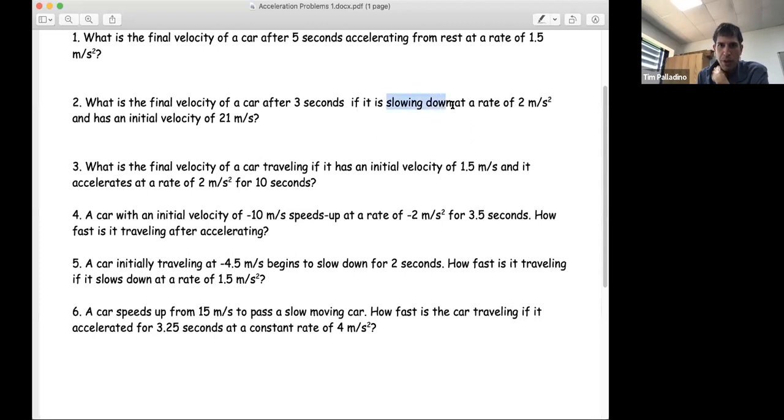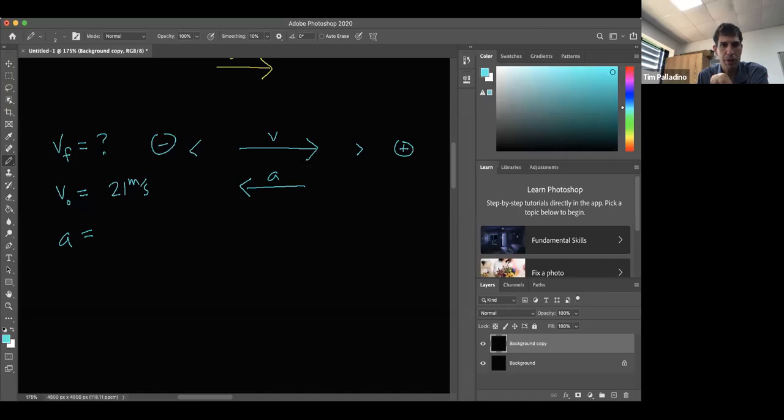They use this word slowing down. So that word, slowing down, needs to make you think, oh, I have to be careful about what the signs are on velocity and acceleration. So if you look in this problem, I gave it to you as 2 meters per second squared. And I told you the direction though. I said slowing down. So when we go to fill in our numbers, what should we plug in here? It was 2 meters per second squared, but what did I not include?